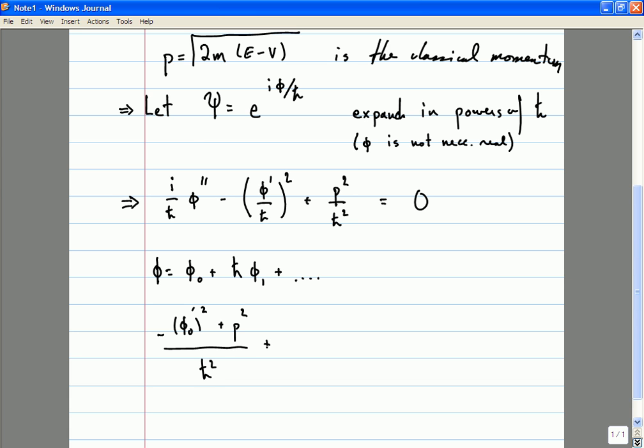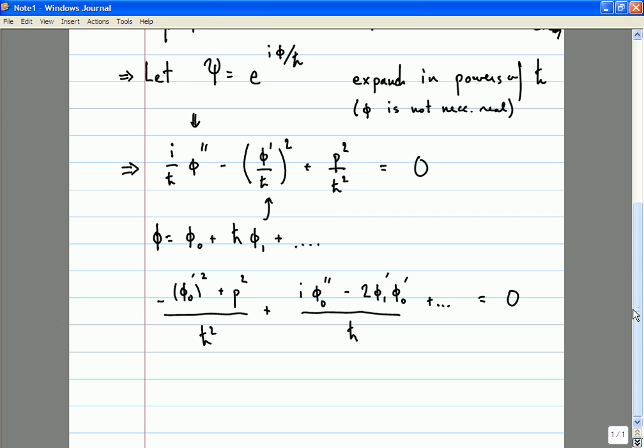Then there's something of order h bar. So what will you get if you look at this at order h bar? Well, you get an i phi naught double prime from this first term here. And then from the second term, you just need to take this expansion and plug it in and work out the term at order h bar. And that is going to be some sort of cross term where you have phi naught times phi 1, both primed, and with subleading powers of h bar.